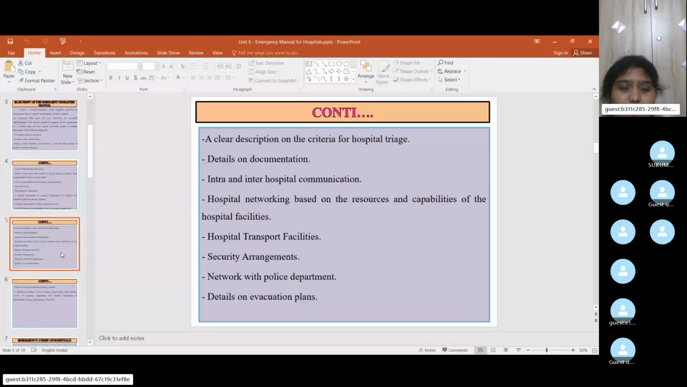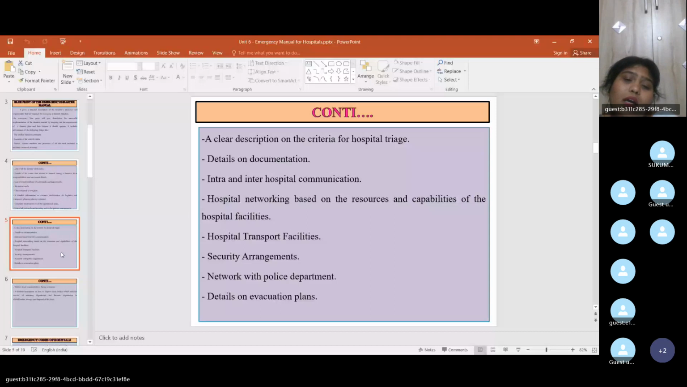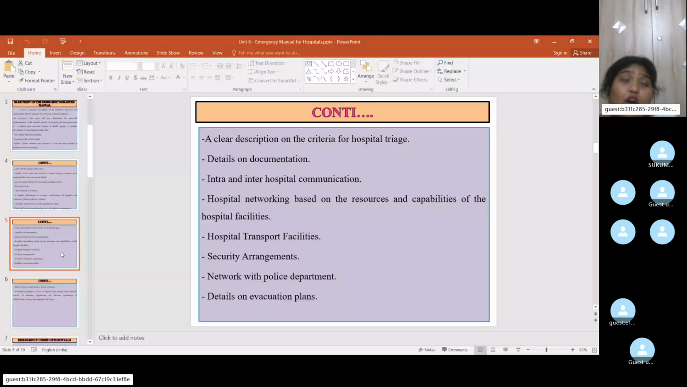And then hospital transport facilities, that is nothing but from the disaster area, the ambulatory services to the hospital, or from the hospital to another hospital. So making sure about the transport facilities, security arrangements, because there will be rush, there will be crowd, there will be people coming in, third parties coming in, people who don't even belong to that particular area. So it's very much important to alert the security, and to also make sure that things don't fall out of control.